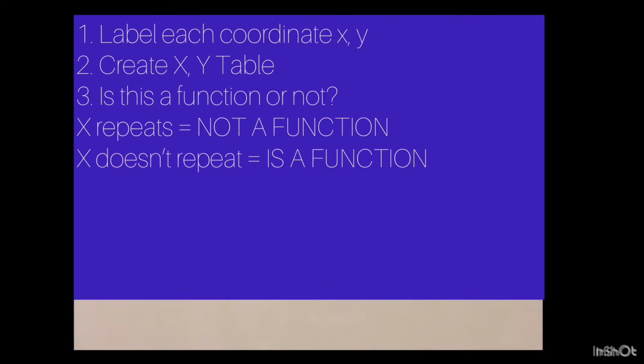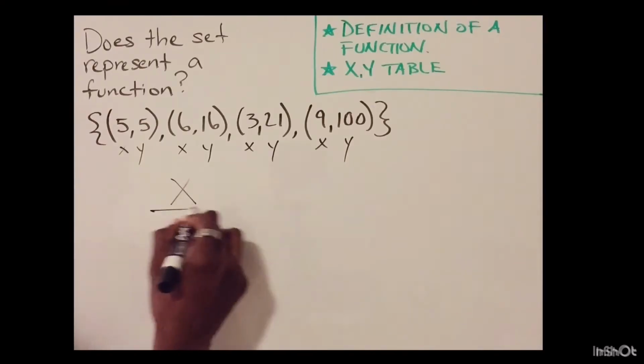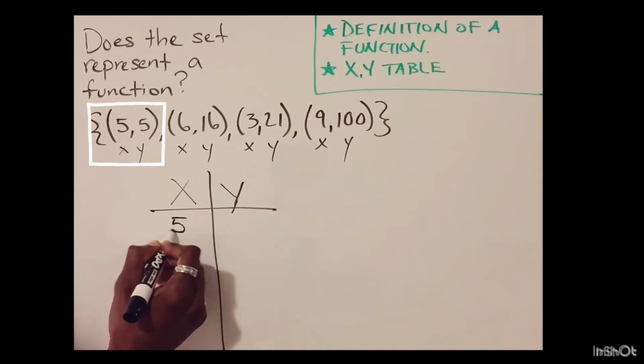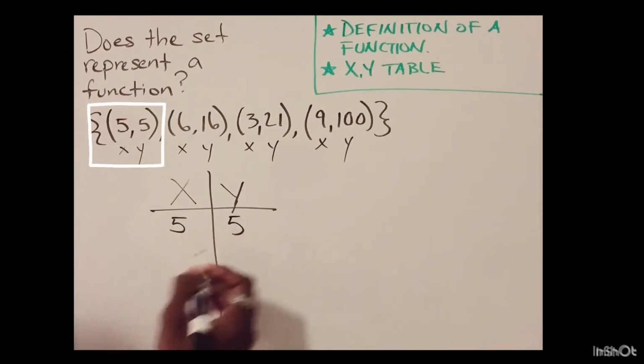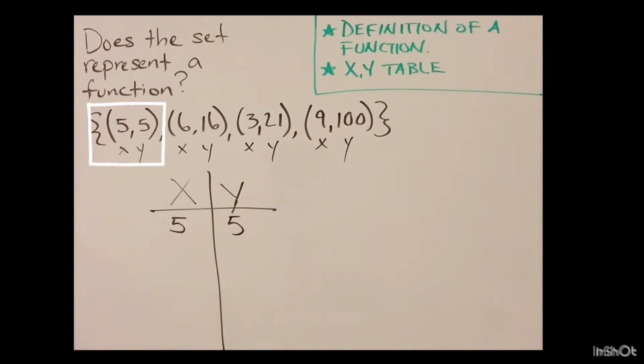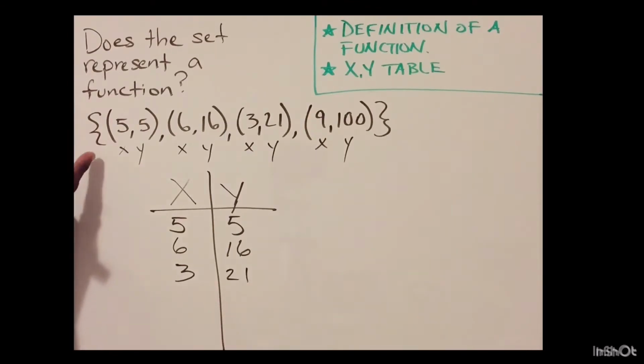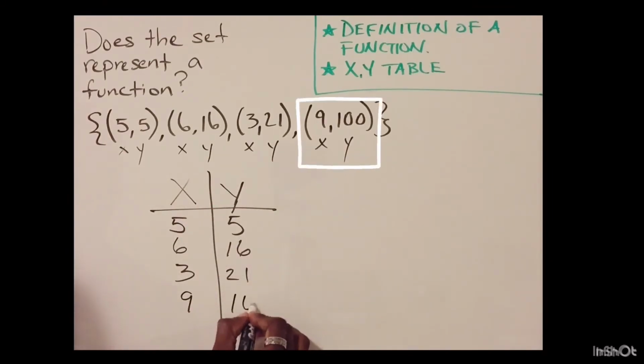Step 2, we're going to create an xy table based on the coordinates in the set. And this is what it looks like. X, y, this is our table. Okay? And we see that our first x is a 5 and our first y is another 5. I got that from right here. Our second x is a 6. Our second y is a 16. And we have a 3 and we have a 21. Remember, I'm getting everything from our set of coordinates all along here. Then we have a 9 and a 100.